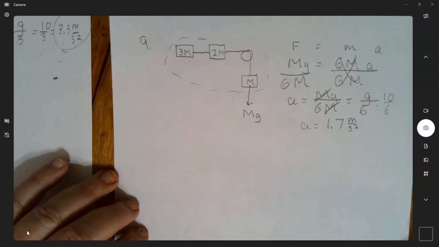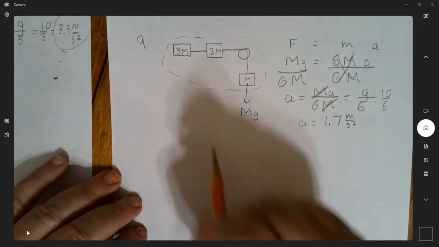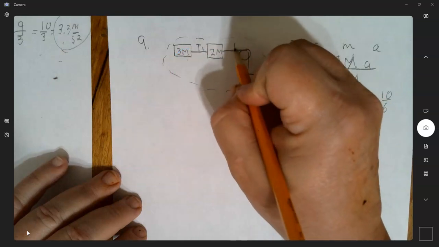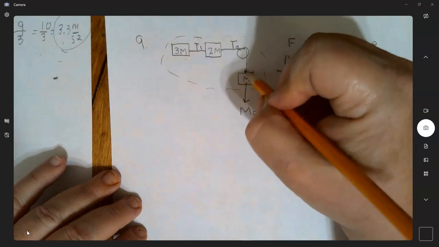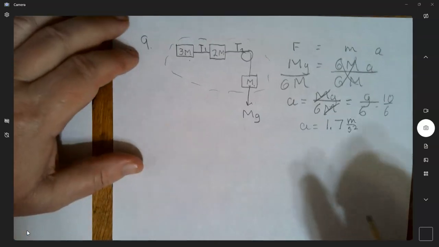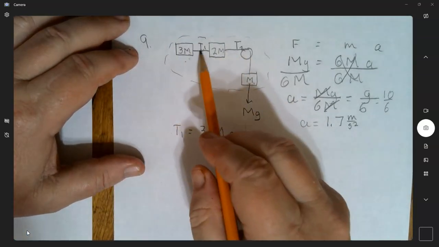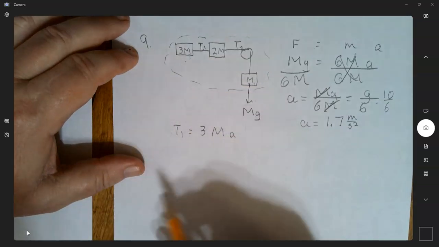Okay, you've got acceleration. Now we've got to write the three equations. Let's start with, we're going to call this T1 and this T2. Again, T2 is all the way down to this block. So let's go ahead and write it for the 3m block. Okay, so T1's pulling it, 3m times the acceleration.